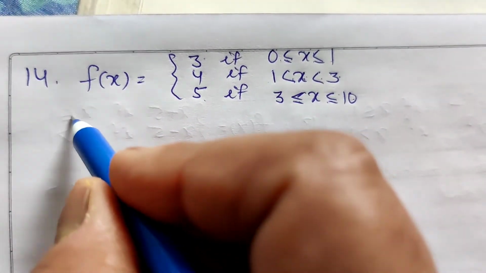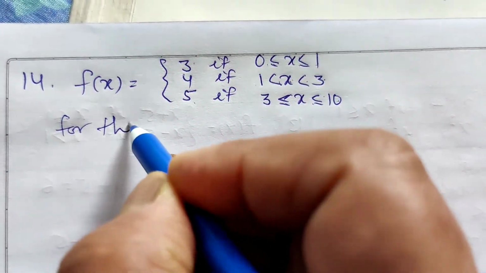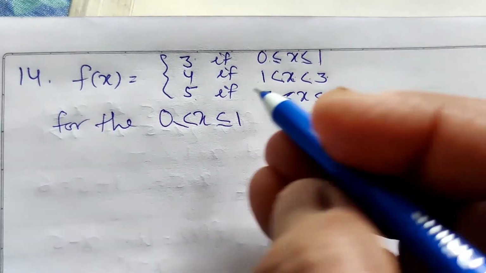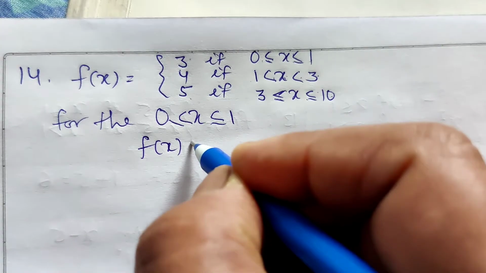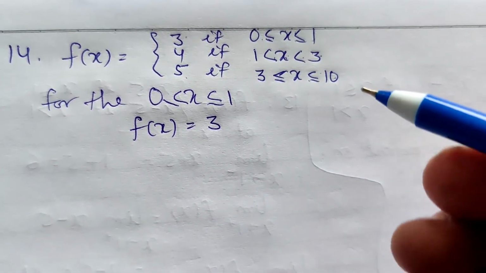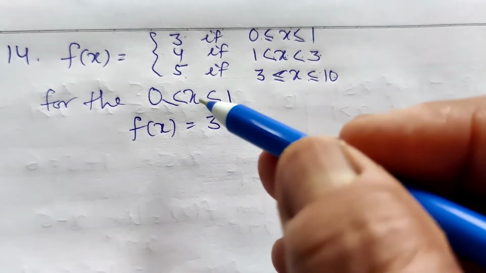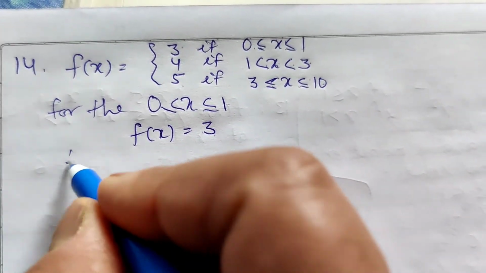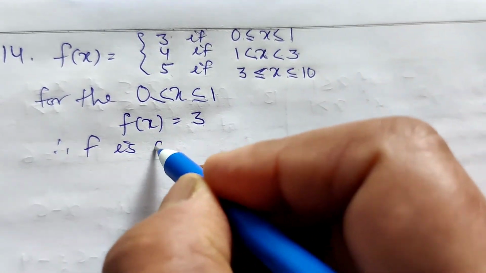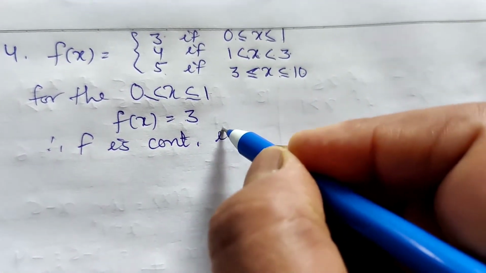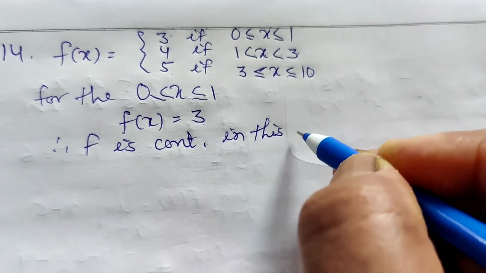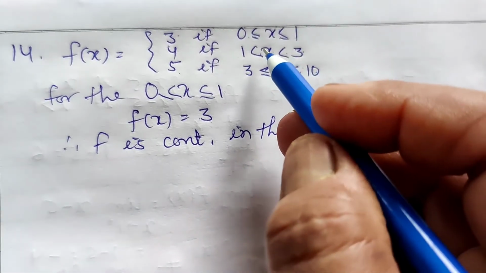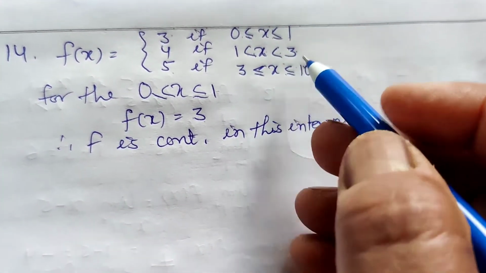Okay, for the interval where x is greater than or equal to 0 and less than 1, the function value is 3. It is continuous in this interval. The function remains constant, equal to 3. Therefore, f is continuous in this interval. Okay, now check the next interval, where x is greater than 1 but less than 3. So now check for x equal to 1.